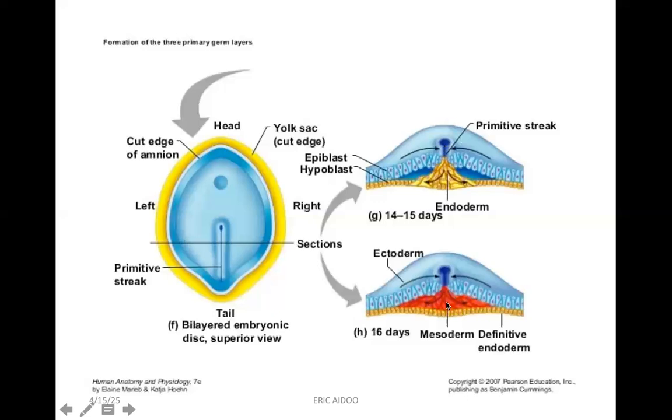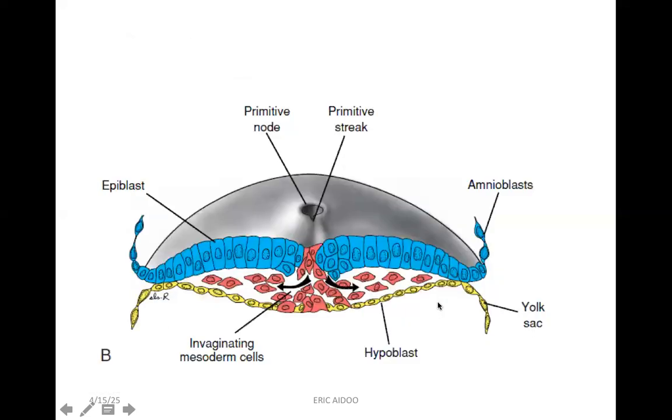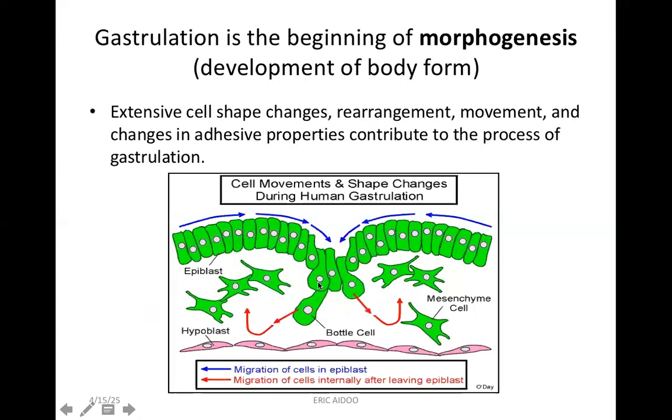Eventually, it is still filling up, and then the filling up there will become mesoderm. So another diagram just depicting the same thing, primitive node, primitive streak. Then you have the epiblast, then the hypoblast, and the invaginating cells from the epiblast going to form the mesoderm. Gastrulation is the beginning of morphogenesis or development of body form. So extensive cell shape changes, rearrangement, movement, and changes in adhesive properties contribute to the process of gastrulation.